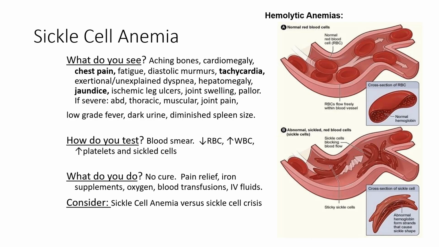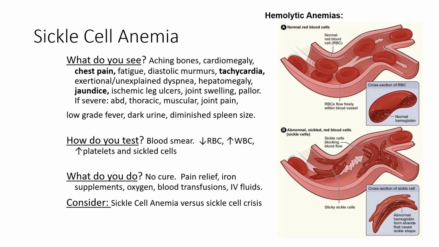So get a blood smear and you'll see the classic sickling, low red blood cell counts. They may have elevated WBC because of some ischemic and inflammatory processes occurring. And obviously you'll just look for the presence of those sickled cells. There's no cure for this, unfortunately.